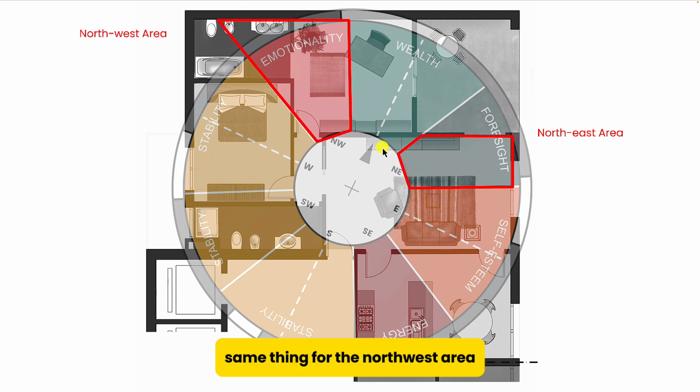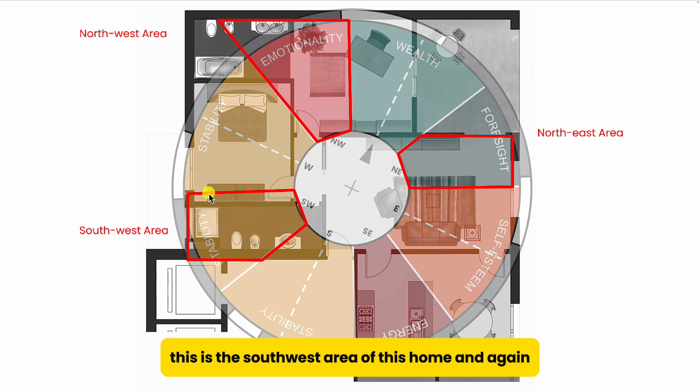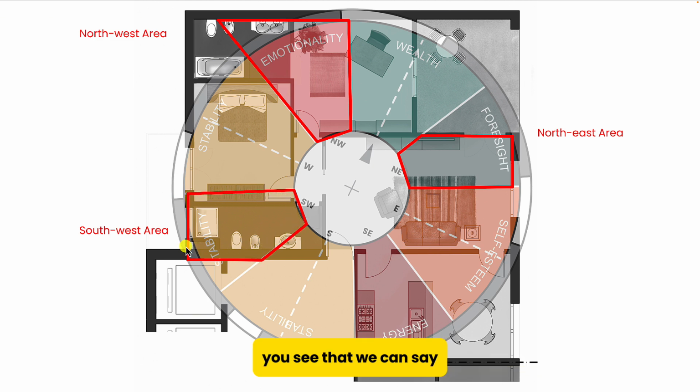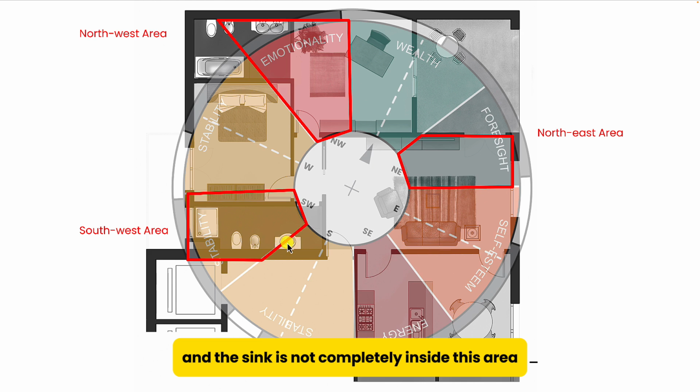Same thing for the northwest area. You see here, this red line delimits the northwest area. So if you ask me, I will tell you that the bathroom here is in the northwest area, especially the sink and the WC. This is the southwest area of this home, and again you see that we can say that there is a bathroom in the southwest area of this home, and the sink is not completely inside this area, but for sure is the toilet and the shower.